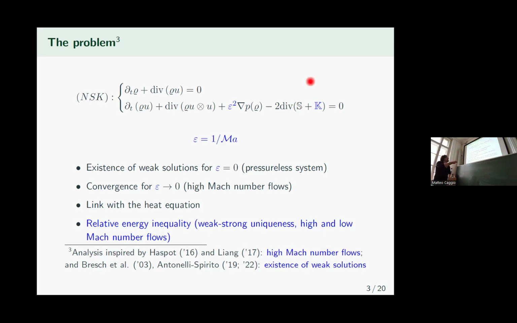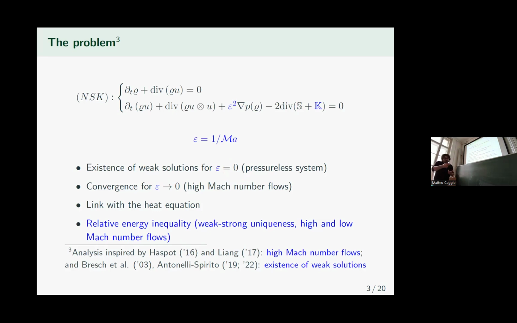So why this tensor, and why also the density-dependent viscosity? So why the choice? The previous works, as far as I know, there are only two previous works before our result on the high Mach number flow, and they didn't have the quantum tensor, and they also didn't have the existence of the solution for the fluid without pressure. So they just studied stability analysis, assuming that the solution of the pressure system existed. In our case, we also study the existence of weak solutions in the case the fluid is completely pressureless, and we also prove the convergence.